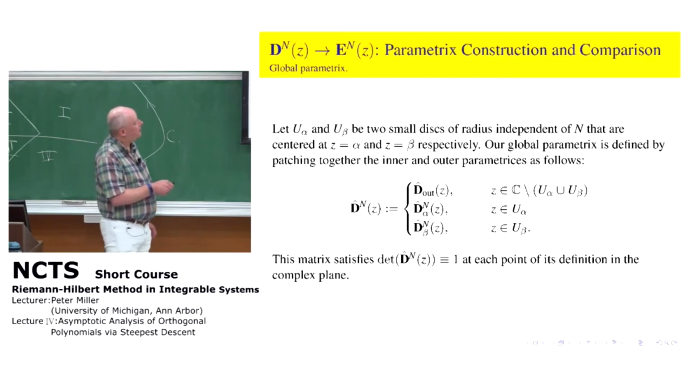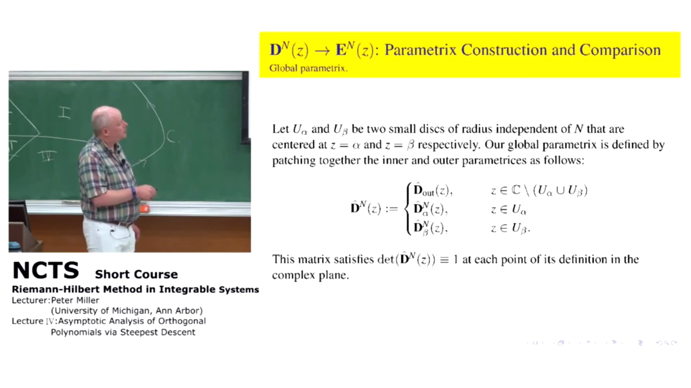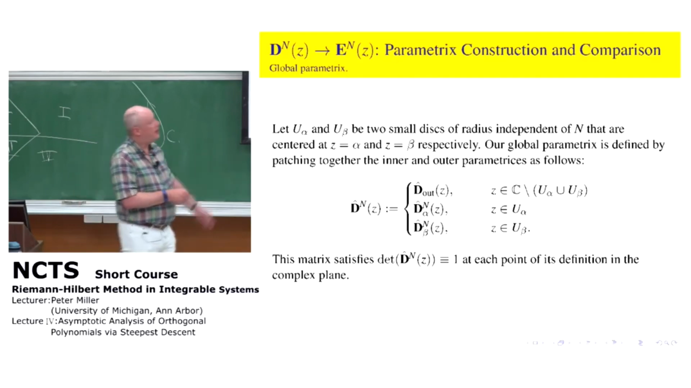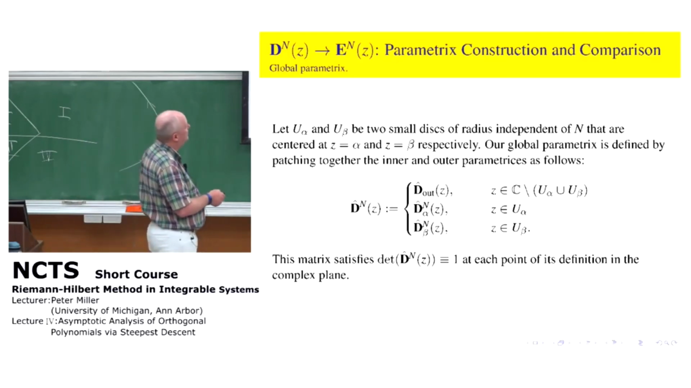This matrix satisfies that the determinant of D hat n is exactly equal to 1 at every point of its definition in the complex plane. That was something we checked directly for the outer one. And for these, there was a W matrix whose determinant was constant. It was 1. But actually, there's also this holomorphic prefactor, which has a determinant that's minus 1. So the product makes it come out just right. Okay.